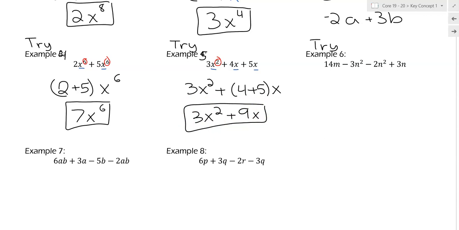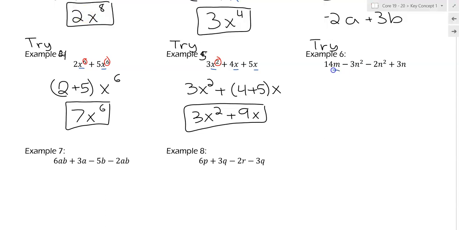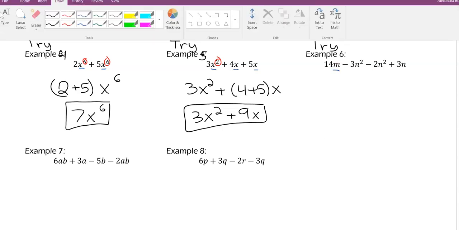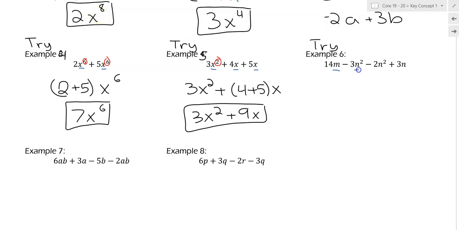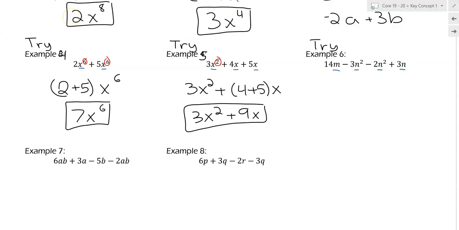And the last one I told you to try on your own is example 6. We have 14m minus 3n squared minus 2n squared plus 3n. So this is an m. Well, I have no other m's though. These are all n's. And then these two have an exponent of 2. Okay, so this one we have to be very careful with.